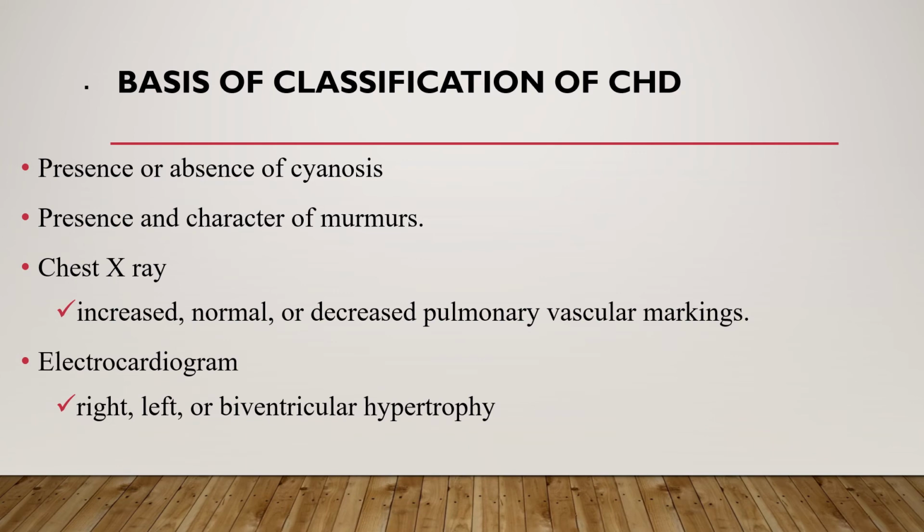And the other is ECG finding, right, left, or biventricular hypertrophy, which is used to classify congenital heart disease. The other is from the cyanotic congenital heart disease.